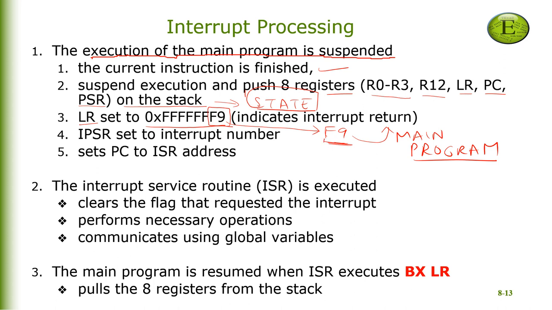But in most situations, this is going to be F9. Then we're going to change the value of the program status register. The first 9 bits are going to store the interrupt number. So the microprocessor is going to recognize the device requesting the interrupt service, and the corresponding interrupt service routine number is stored in the program status register. And then the program counter is now going to point to the interrupt service routine's first instruction and then proceed therefrom.